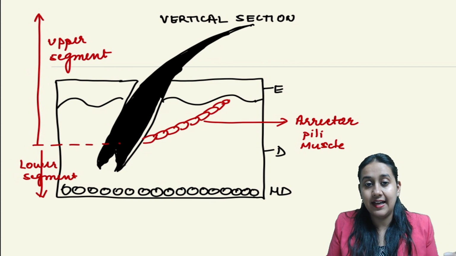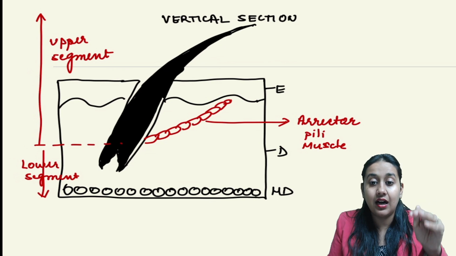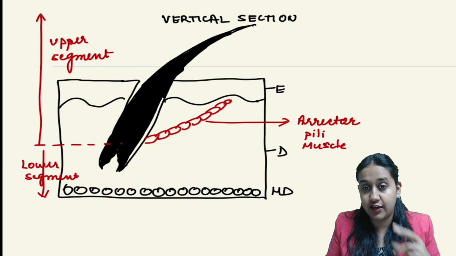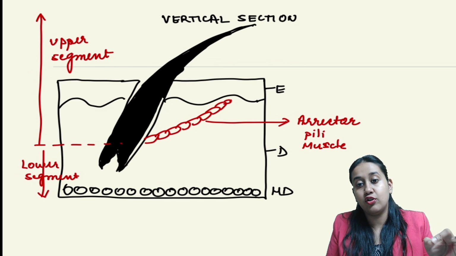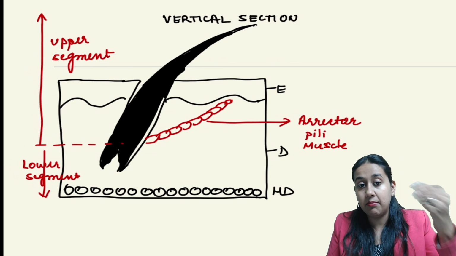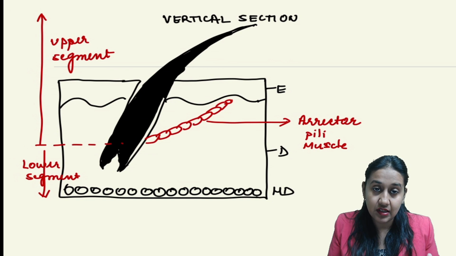So if they ask you in exam which part divides the hair into upper and lower segment, please remember it is the attachment of the erector pili muscle which divides the hair into two parts, that is the above part which is the upper segment and the lower part which is the lower segment.